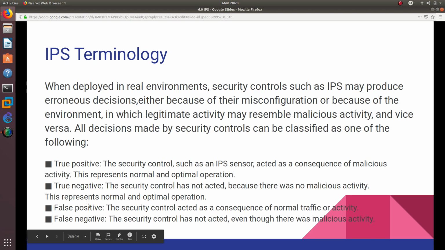So you have to remember this for the CCNA security. True positive is whenever the firewall acted on a malicious activity. True negative, nothing happened and no malicious activity occurred. False positive is whenever the ASA acted, but there was no malicious activity. It was just normal traffic. And false negative is whenever the firewall or the IPS module did not act, and it was a malicious activity.